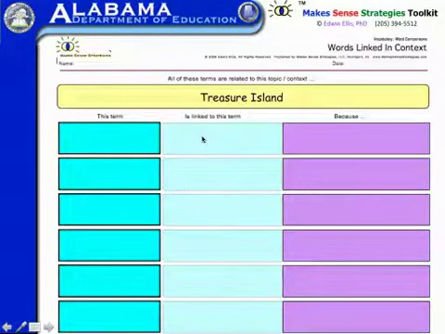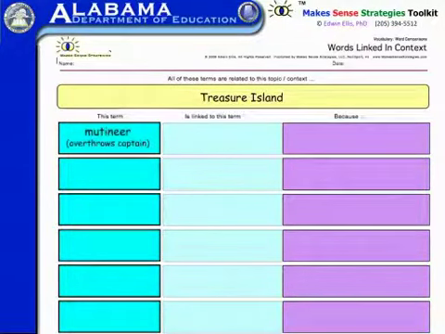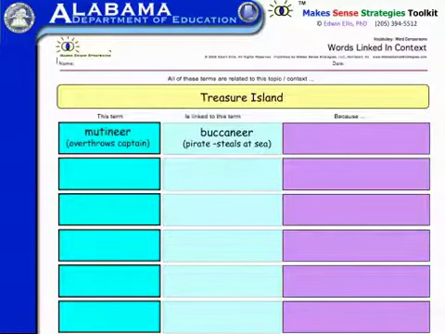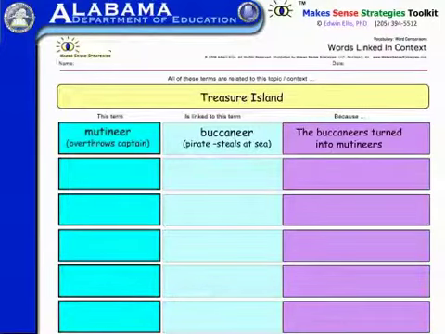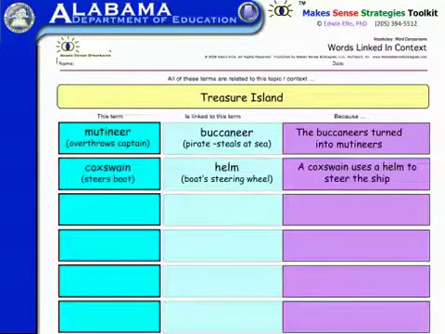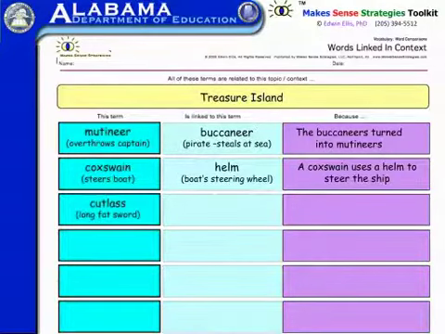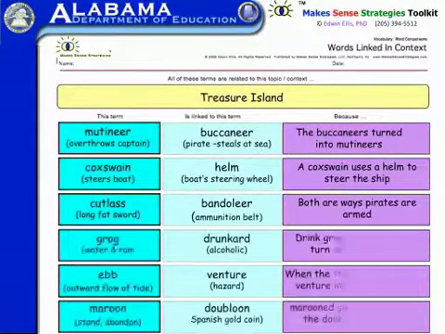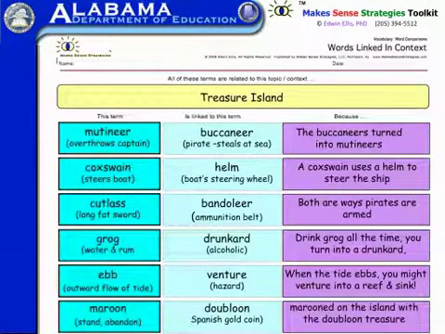Let's say we're doing Treasure Island, and mutineer, which is where you overthrow the captain, is linked to this term, buccaneer. They're pirates and they steal stuff at sea, because the buccaneers turned into mutineers. Another one is coxswain, the person that steers the boat. The helm is the boat's steering wheel, so the coxswain uses a helm to steer the ship, and so forth. So this is a little bit different from looking up the definition, but rather how the two words are connected in some way.